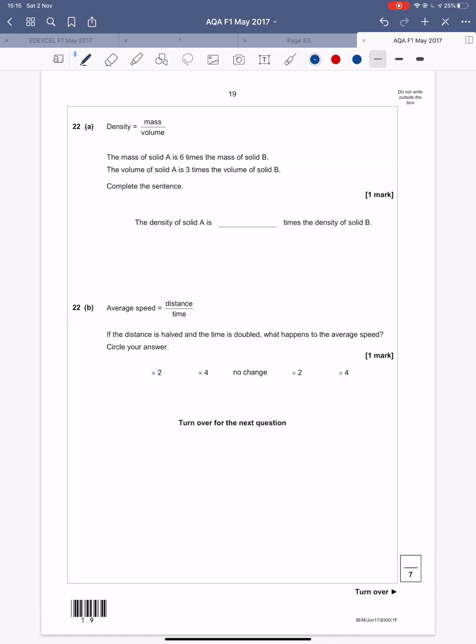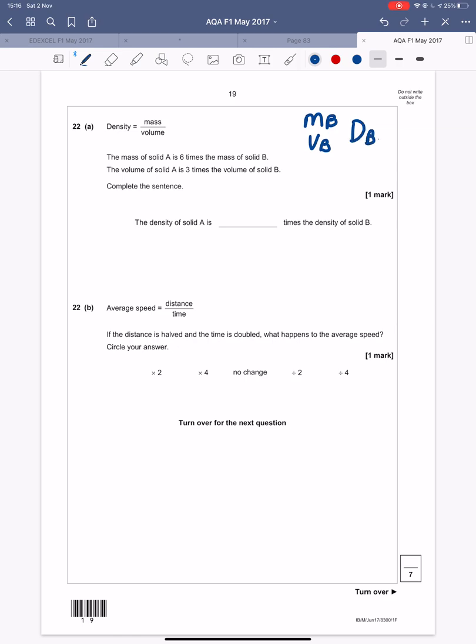Number 22. Density is mass over volume. The mass of solid A is 6 times the mass of solid B. The volume of solid A is 3 times the volume of solid B. So the density of solid A is how many times the density of solid B? Right, so let's say we've got the mass of B, the volume of B, and the density of B.